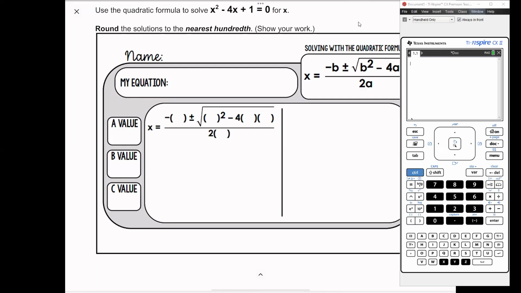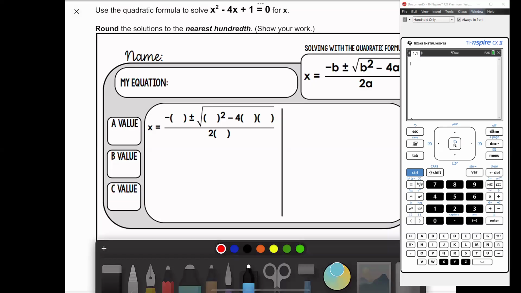So let's go here. The very first thing, remember, it says use the quadratic formula to solve this quadratic equation, and then they said to round it to the nearest hundredth. So that's what we've got to do. The very first thing we're going to do is write the equation. It's going to be 1x squared minus 4x plus 1 equals 0.